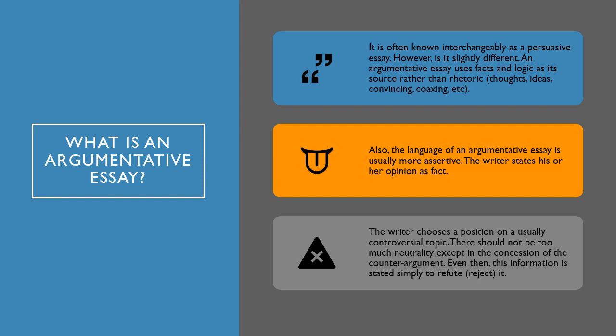Now, the last part on the slide says that the writer chooses a position on a usually controversial topic. Remember, we talked about controversial in class. Controversial means that society typically does not agree with this topic, and societies differ from country to country, culture to culture. Okay? What's controversial in my country may not be controversial in your country, and vice versa. Okay? So topics that you're arguing should be controversial. That means that when you state your opinion, it really should kind of bother somebody, right?